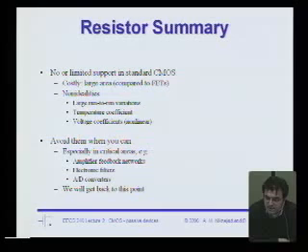And so what it means is that really we should avoid using resistors if at all possible. If we have circuits that work just as well without them, hey, get rid of them. No reason to keep them around, okay?